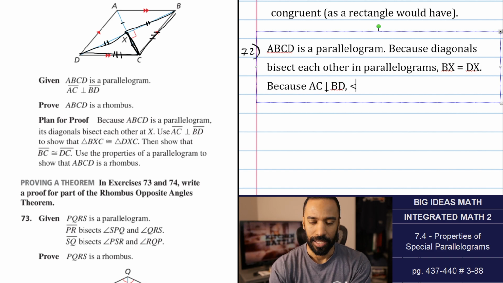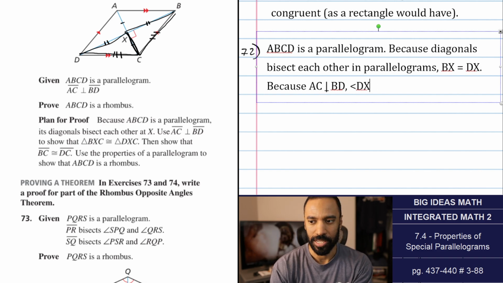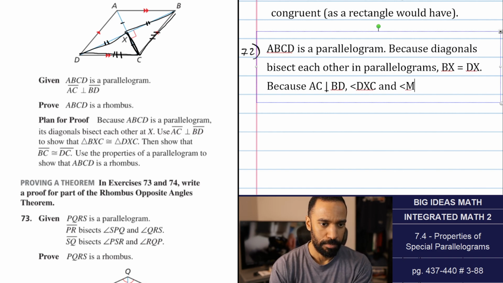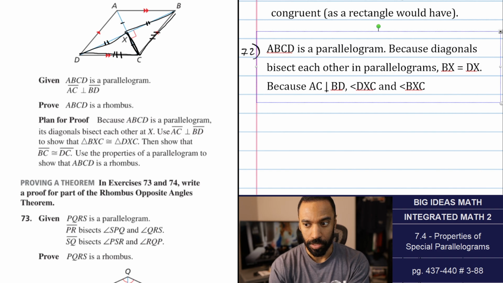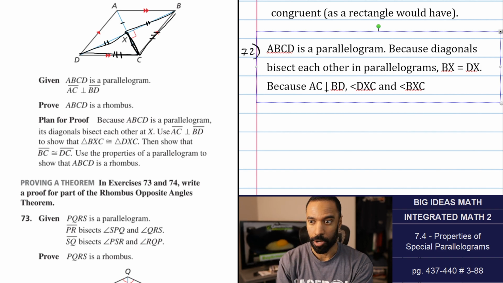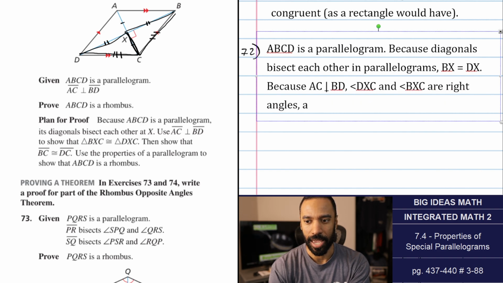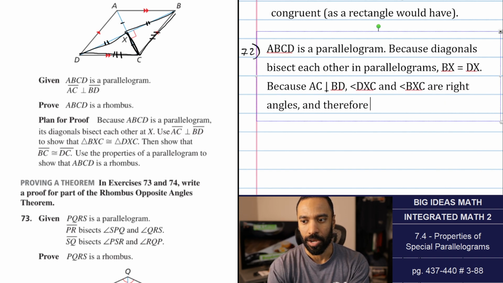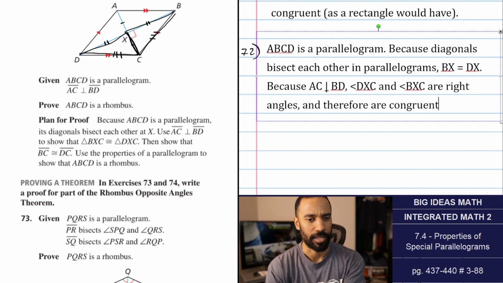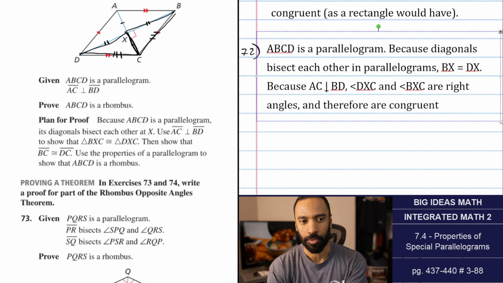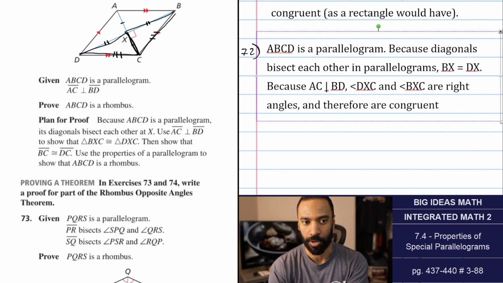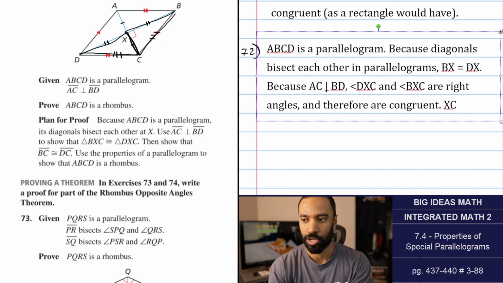Angle DXC and angle BXC. I'm really going to go paragraph proof instead of two-column proof here. I'm going to kind of type these all as one. Are right angles and therefore are congruent. In one sentence, I did probably 2 or 3 steps of a two-column proof right there. Okay, and therefore are congruent to each other. Knowing they're congruent is going to be important for what I say. XC is congruent to itself by the reflexive property.